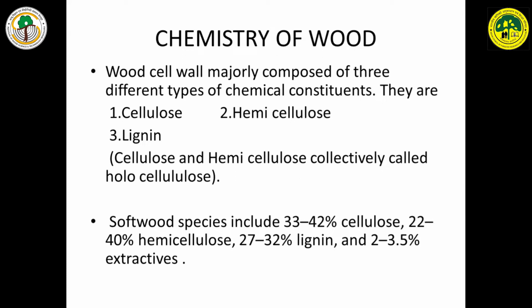In softwood species, the cellulose content is 33 to 42%, hemicellulose content is 20 to 40%, and lignin content is 27 to 32%. Other extraneous materials or extractives present in softwood species are 2 to 3.5%. The extractives present are organic compounds. These organic compounds are tannins, flavonoids, alkaloids, and resins. Ash content is also present.